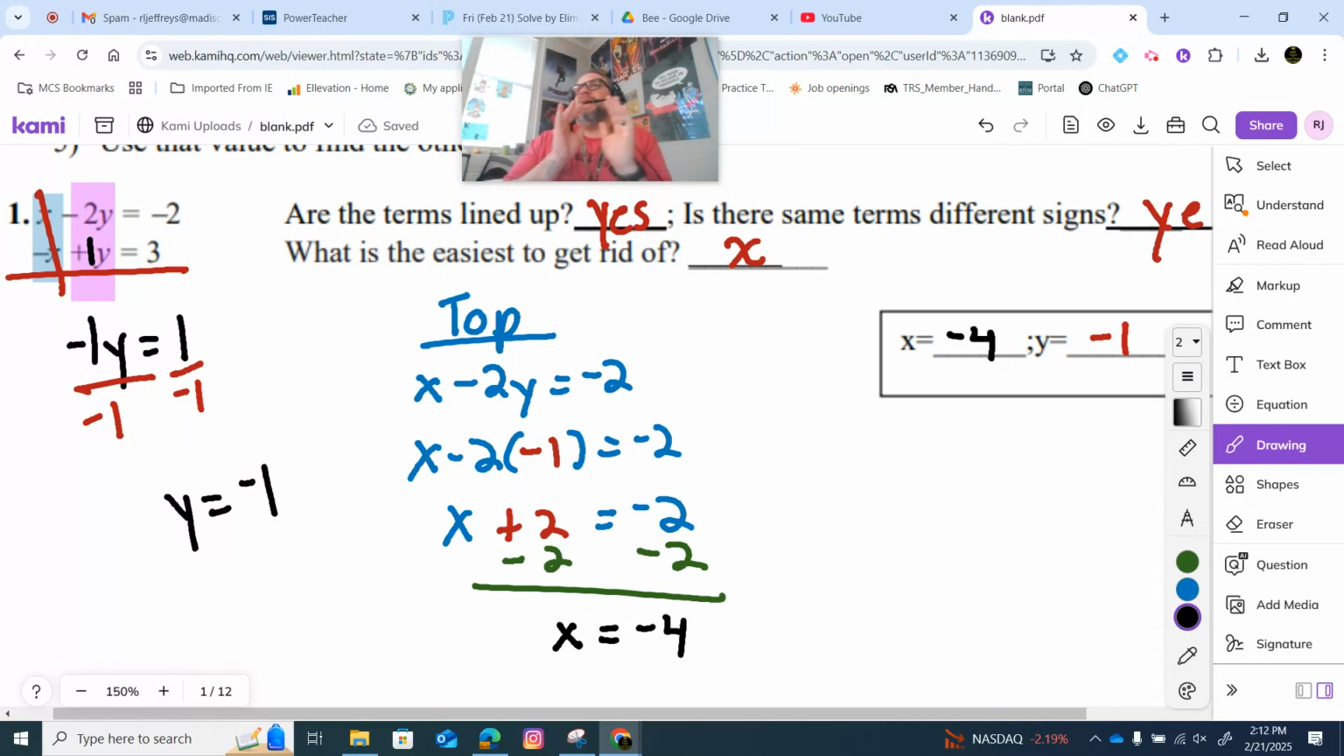Now, I will tell you this. People will use elimination when it looks like these first three. When it looks like the three that's on the back, they're like, not my fam jam. And that's okay because you have other options.